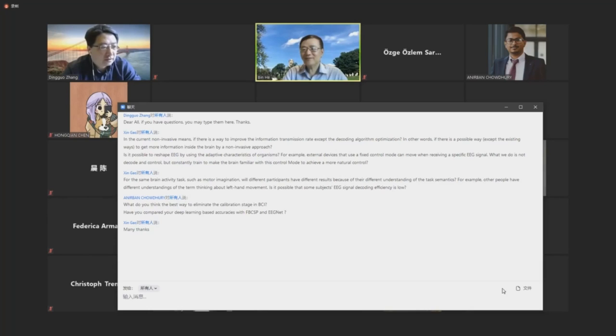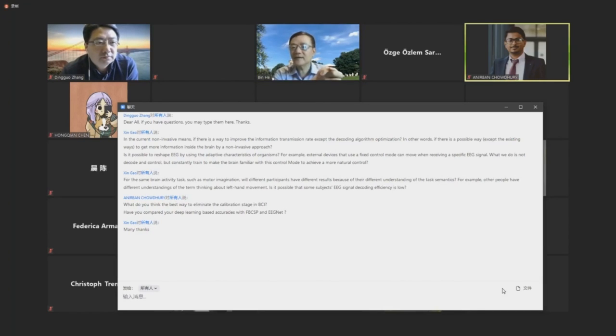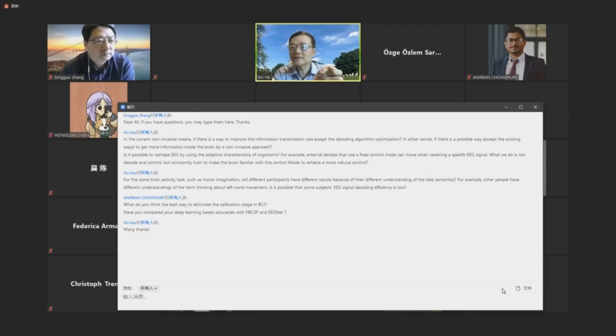Okay, so maybe let me go to the next question here. Is it possible to reshape EEG by using the adaptive characteristics of the organism? For example, an external device that uses a fixed control mode can move when receiving a signal. What we do is not just decode and control, but constantly train to make the brain familiar with this control mode to achieve a more natural control.